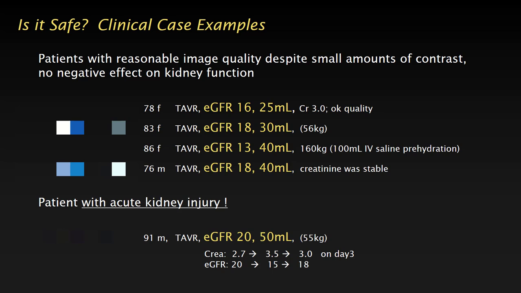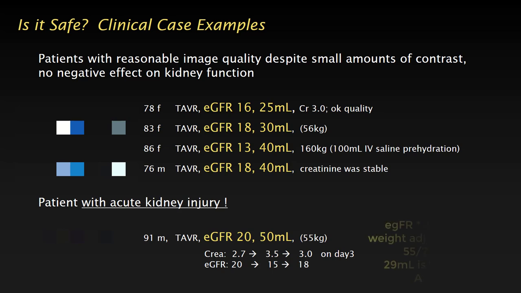And after he got this contrast, his creatinine went up from 2.7 to 3.5. Then after 3 days, it trended down again. He did not get dialysis or anything else. eGFR also went from 20 down to 15, and then it recovered. But what do you think was the problem here? The problem was probably not that the formula didn't work, but that the calculation was just wrong.